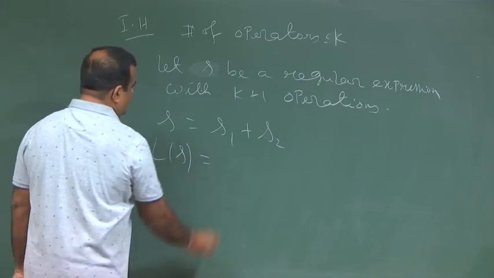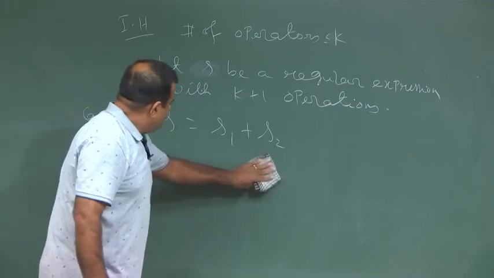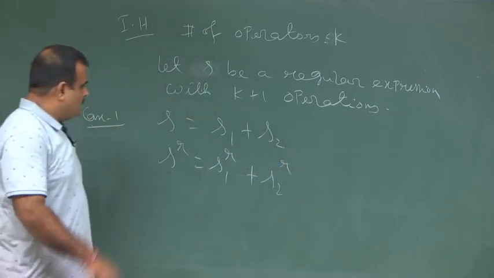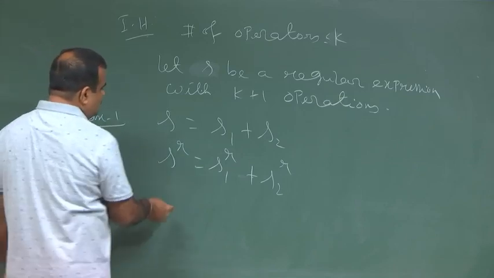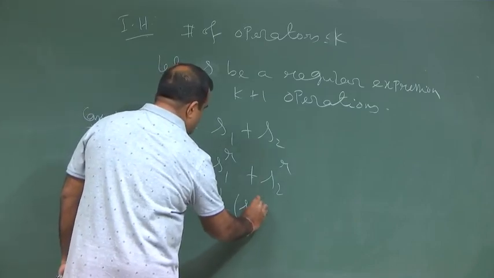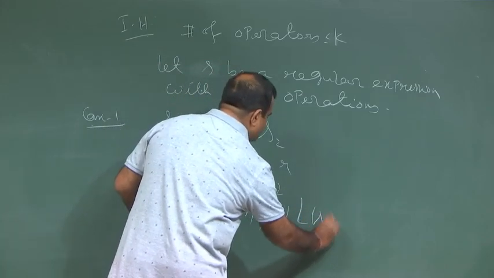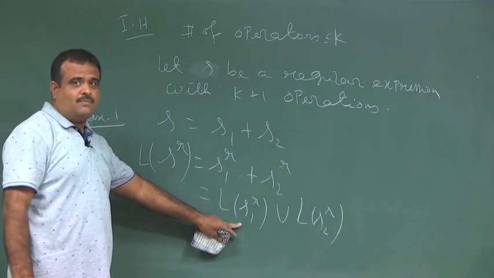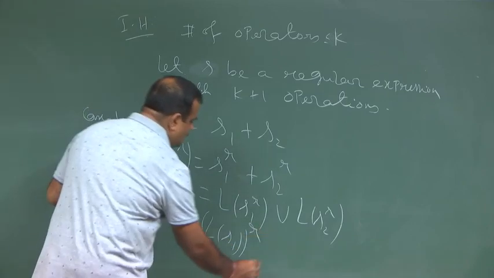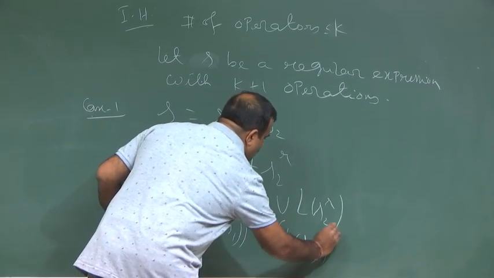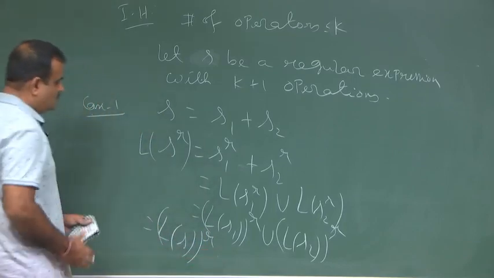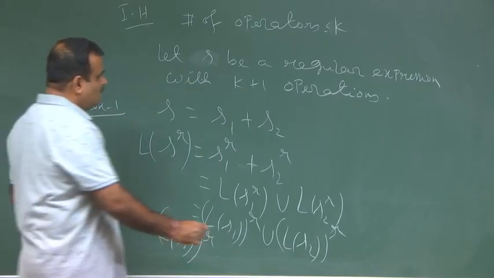Then what is this? This we know. Okay. So, now we take the reverse. So, this is S 1 r plus S 2 r. This we know. Now, this is nothing but L of S 1 r union L of S 2 r. Now, by the induction hypothesis we assume the result is true for up to k, and there are at most k operators there. So, this can be written as S 1 to the power r union S 2 to the power r. So, that is all. Then this will be written as L of S to the power r. So, the result is true for k plus 1 operators, and similarly we can prove it for case 2.